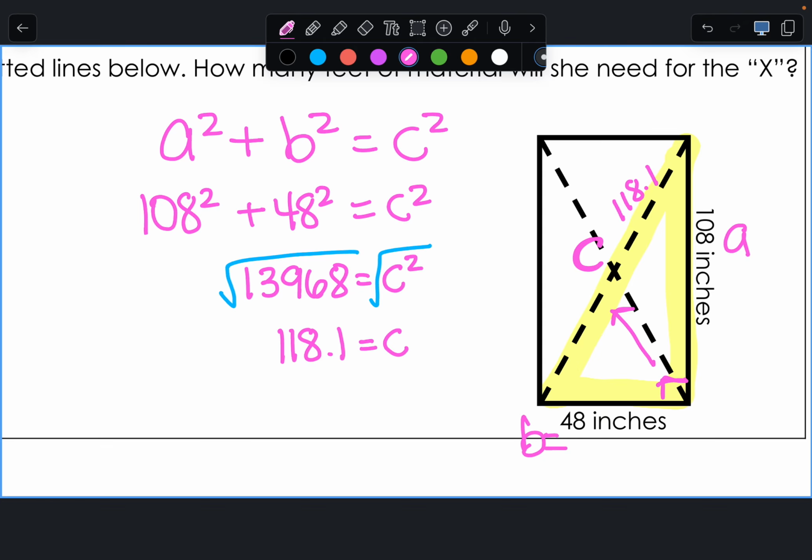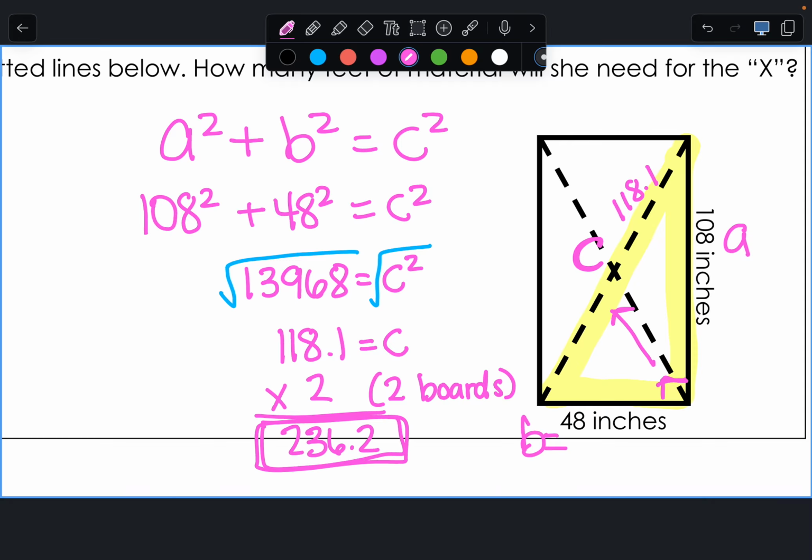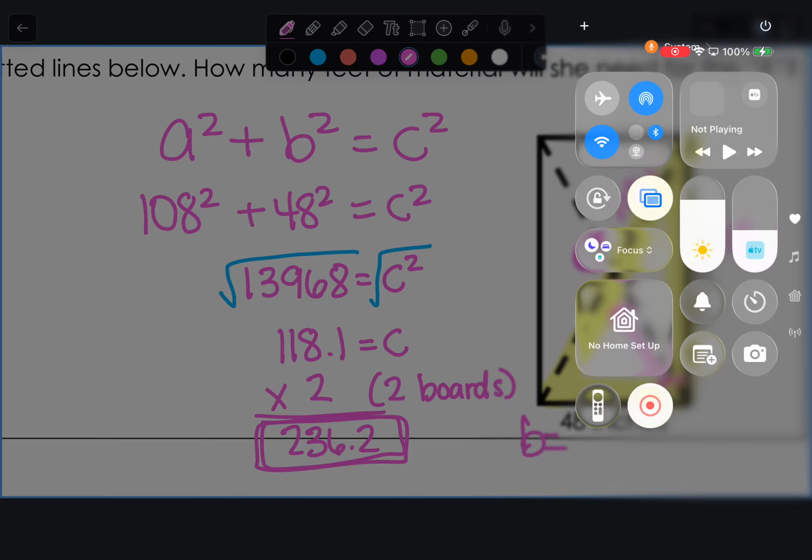She wants to put boards in the form of an X, right? Now, we have figured out what this board is, but do we need one board to form an X? How many boards do we need to form an X? So how do I figure out how many 2 would be? Multiply it by 2. What'd you get? 0.2? I got 0.4, but that's close enough. Did I do it wrong? No, it's 236.2. Okay.